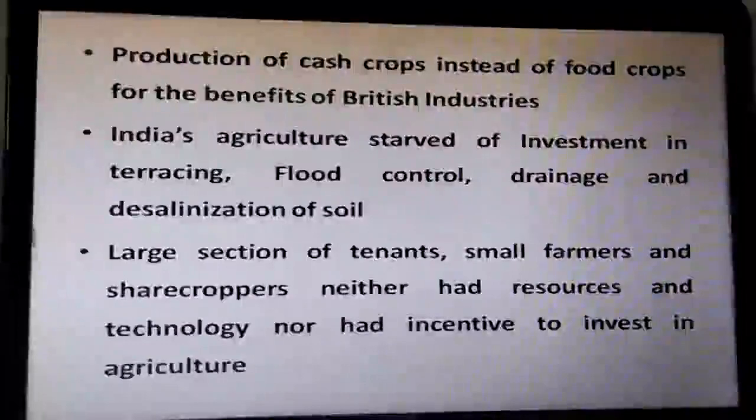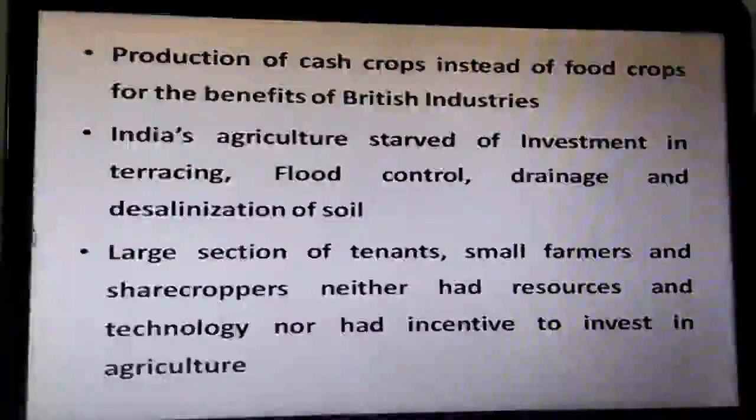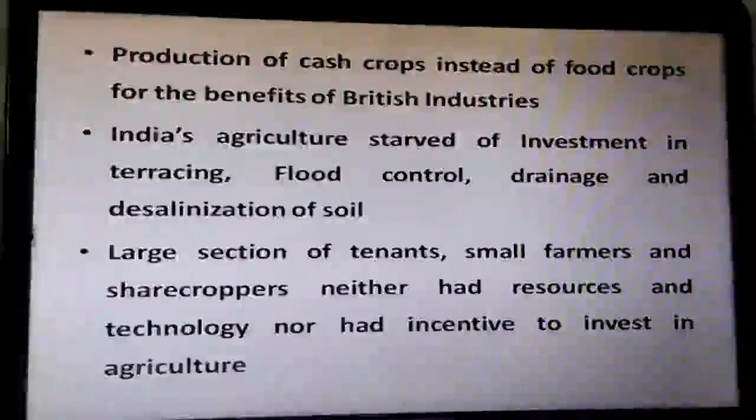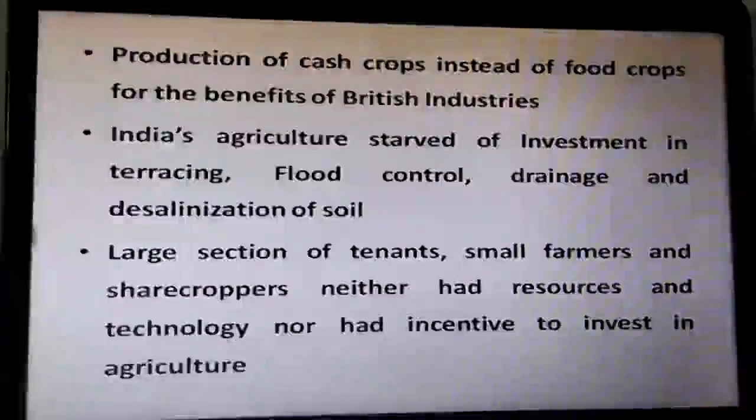This was so because the Britishers wanted us to produce such cash crops so that they can buy the raw materials from us and use them for the production of finished goods in their home country. So we used to export this raw material for the benefit of British industries. Now this led to a fall in demand for goods locally. That is, our own country was deprived of such raw materials.